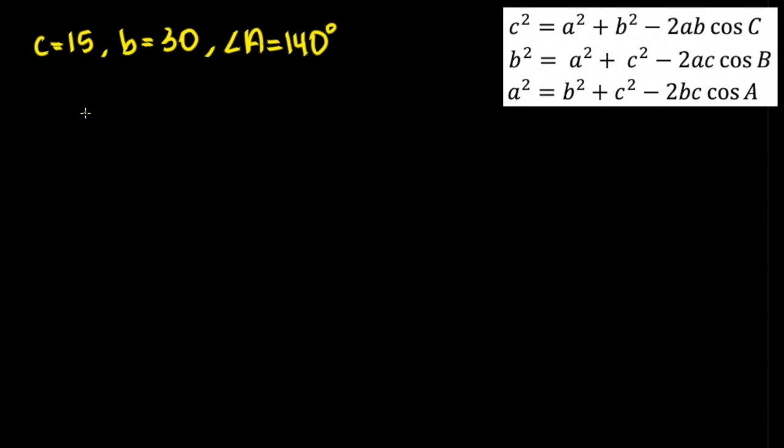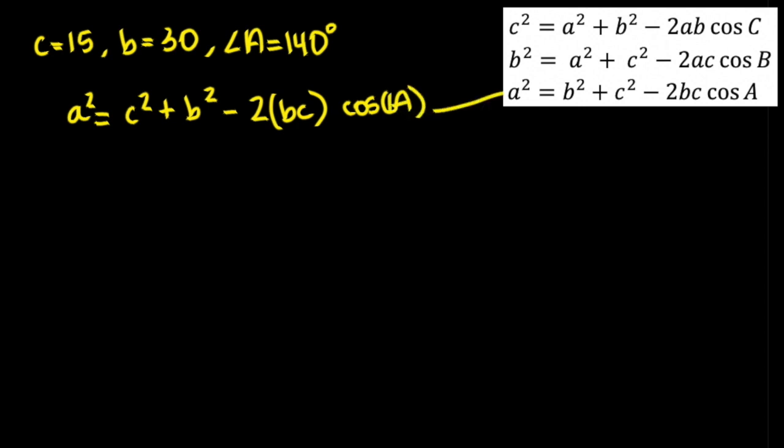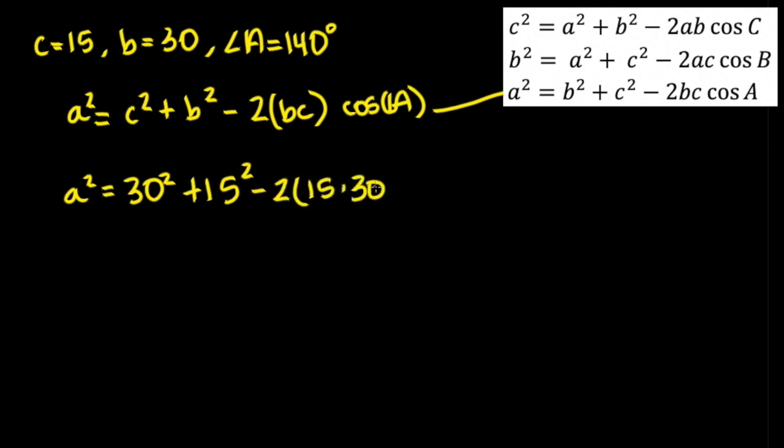The way that we would change this formula is so that it says A squared equals C squared plus B squared minus 2bc times the cosine of A. So let's plug in the values that we know. So A squared equals 30 squared plus 15 squared minus 2 times 15 times 30 multiplied by the cosine of 140 degrees.